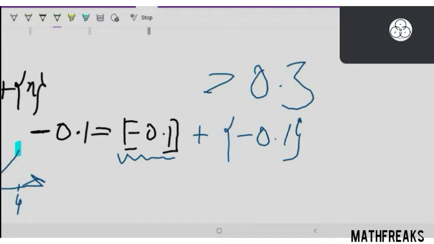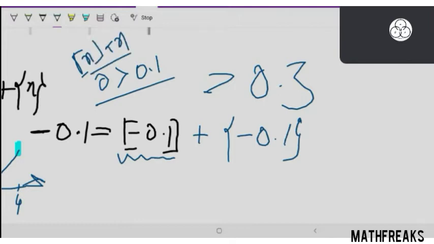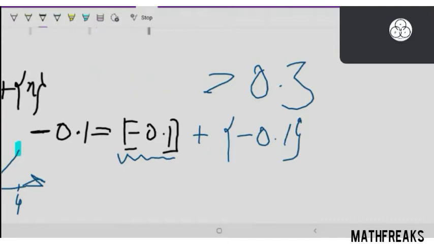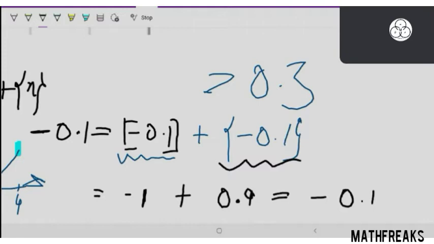Here this will not be 0, because 0 is greater than minus 0.1 and box x is always less than x. So this will be a contradictory case. That's why this will not be. 0 is always greater than minus 0.1, but we know that x is greater than box x always. This is always true. So here the greatest integer less than minus 0.1 is minus 1. Very simple. So this curly x will be 0.9. Add them, we'll get minus 0.1. It satisfies.